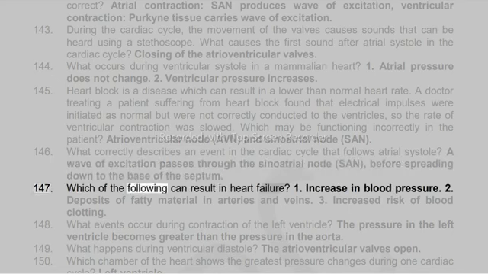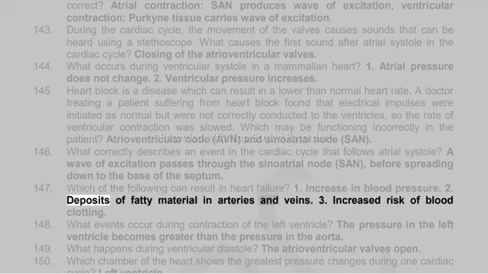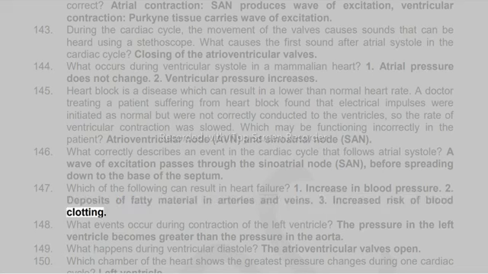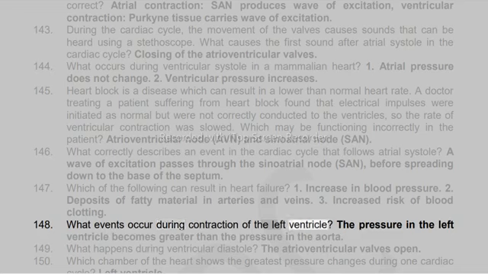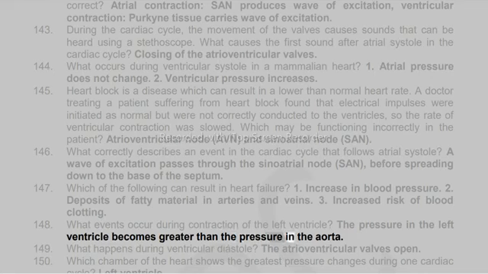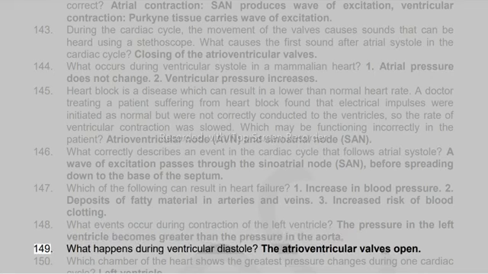147. Which of the following can result in heart failure? 1. Increase in blood pressure. 2. Deposits of fatty material in arteries and veins. 3. Increased risk of blood clotting. 148. What events occur during contraction of the left ventricle? The pressure in the left ventricle becomes greater than the pressure in the aorta. 149. What happens during ventricular diastole? The atrioventricular valves open.